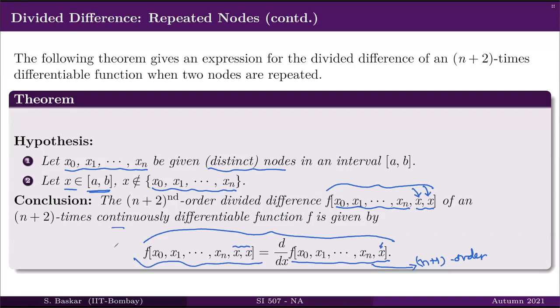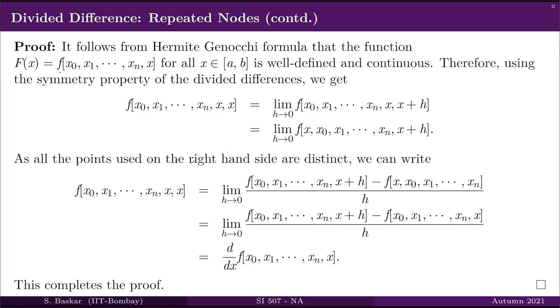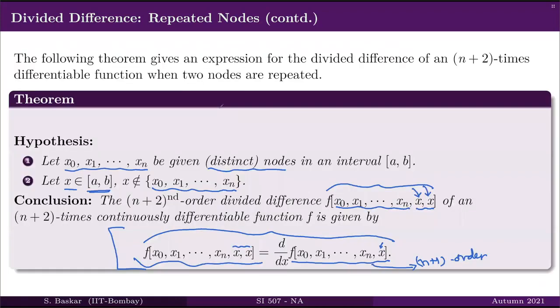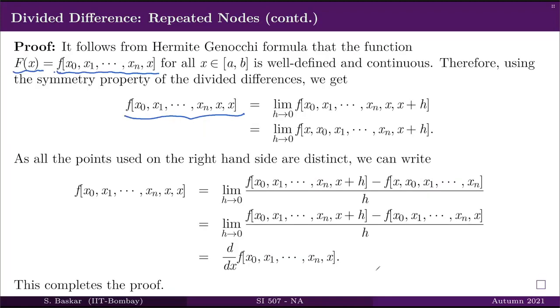Let us prove this part. First, note that by the Hermite-Genocchi formula, the function f of x defined by f of x0, x1 up to xn, x for any x in [a, b] is a well-defined function, and it is also continuous. Now let us consider this term which we want to show in our theorem as d by dx of f of x0, x1 up to xn, x. That can be written as limit h tends to 0, f of x0, x1 up to xn, x, comma, this you write as x plus h. By this, all the nodes are becoming distinct now.